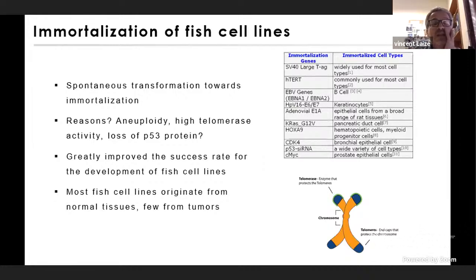We have seen that most of the cell lines from fish are actually developed from normal tissue, not from tumors. That could be related to the fact that we do not need to develop a cell line from tumors, because they can spontaneously transform and get immortalized in culture.